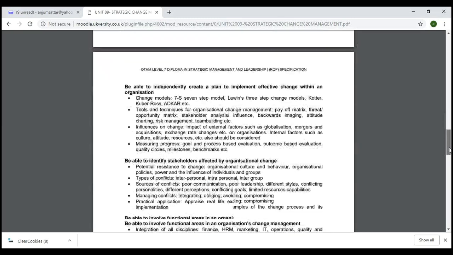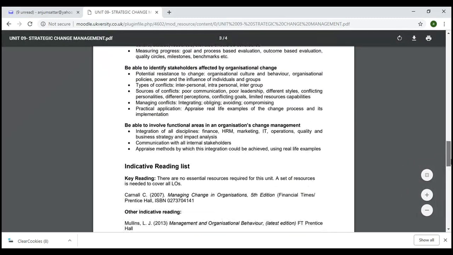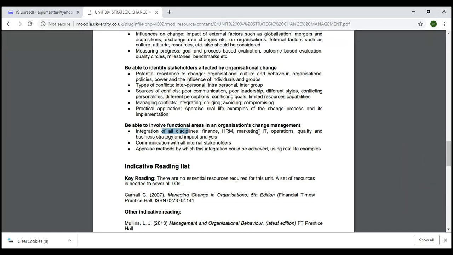So we need to look around an integrated plan, and a training plan. We need to look around LO5, integration of all disciplines: finance, HRM, marketing, IT, operations, quality, business strategies, and impact analysis. So we need to look around the change we bring, and the change's purpose was to reduce the cost, improve the efficiency, and improve the customer satisfaction.